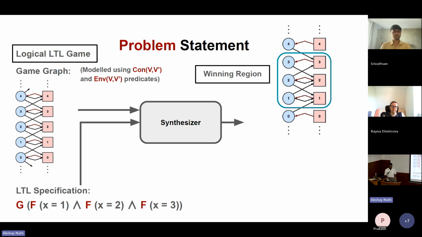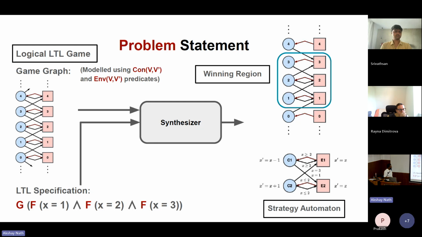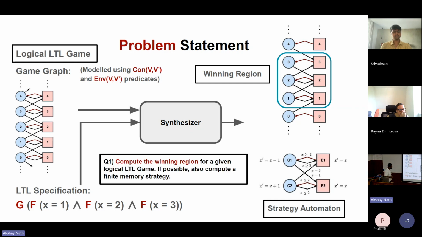We have all the building blocks, and the problem statement is as follows. Given a logical LTL game, consisting of a game graph modeled using constraints and n predicates, and an LTL specification, the goal is to synthesize the winning region and the corresponding strategy automaton that comes with it. Which is, of course, easy to see, not really straightforward. How do you go about this transition? So that's the first question: compute the winning region for a given logical LTL game, and if possible, also compute a finite memory strategy.